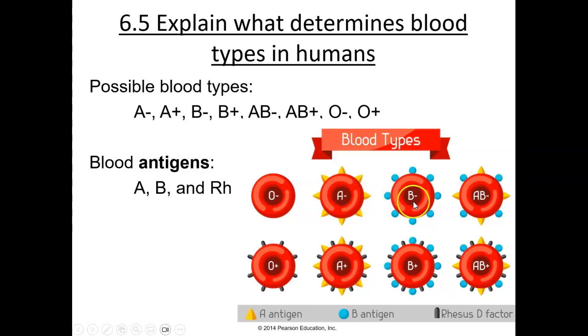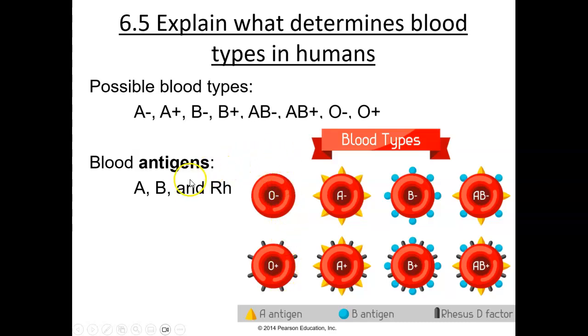So we have A, B, and O antigens. There's three different proteins that are used primarily for blood typing on human blood cells. And in this diagram, the A proteins, or the A antigens, are these yellow triangles. The B proteins, or the B antigens, are the blue circles. And O actually means zero. It means it has no proteins on the surface. So just ignore the negative and the positive right now.